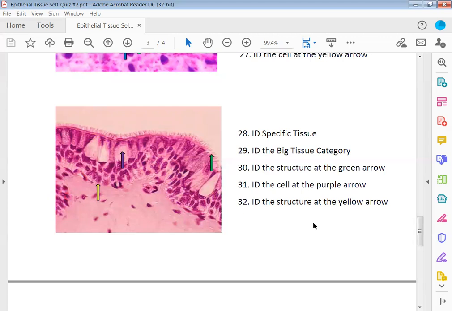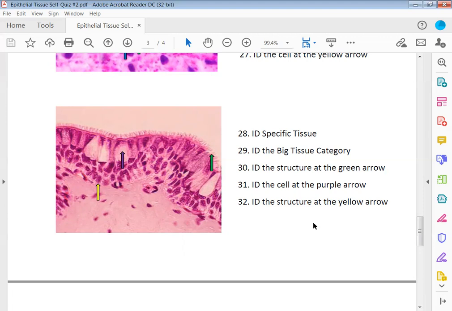Number 29, identify the big tissue category. Number 29, the big tissue category would be epithelial or epithelium. Number 30, identify the structure at the green arrow. Number 30, the structure at the green arrow would be cilia.